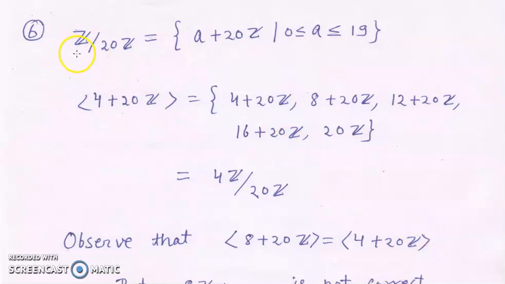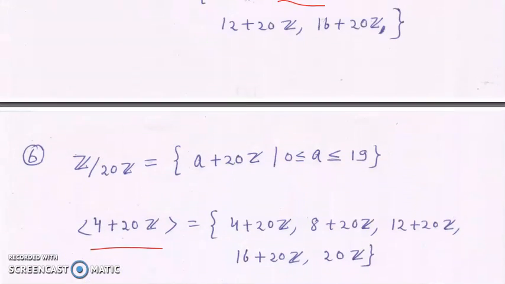I have taken Z upon nZ. So in place of nZ, if you take 20Z, then Z upon 20Z will have elements of the form a plus 20Z, where a varies from 0 to 19. Now consider one subgroup of this, that is generated by 4 plus 20Z. 4 plus 20Z is 4 plus 20Z, the square is 8 plus 20Z, the cube is 12 plus 20Z, the fourth power is 16 plus 20Z, and the fifth power is 20Z. So this is the subgroup.